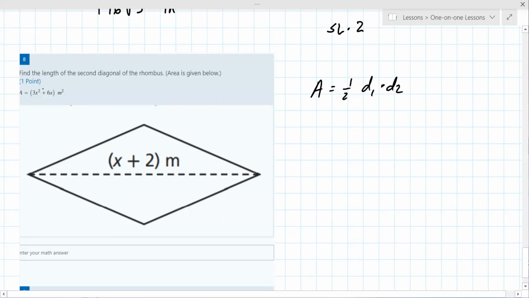This is a working backwards problem because they give you the area. They tell you the area is 3x squared plus 6x. They tell you that one of the diagonals is x plus 2, but they need the other diagonal too here. So it could be tough to figure out what to do. On the left side, you want to factor. So you have 3x that you can factor out of both, and that gives you x plus 2.